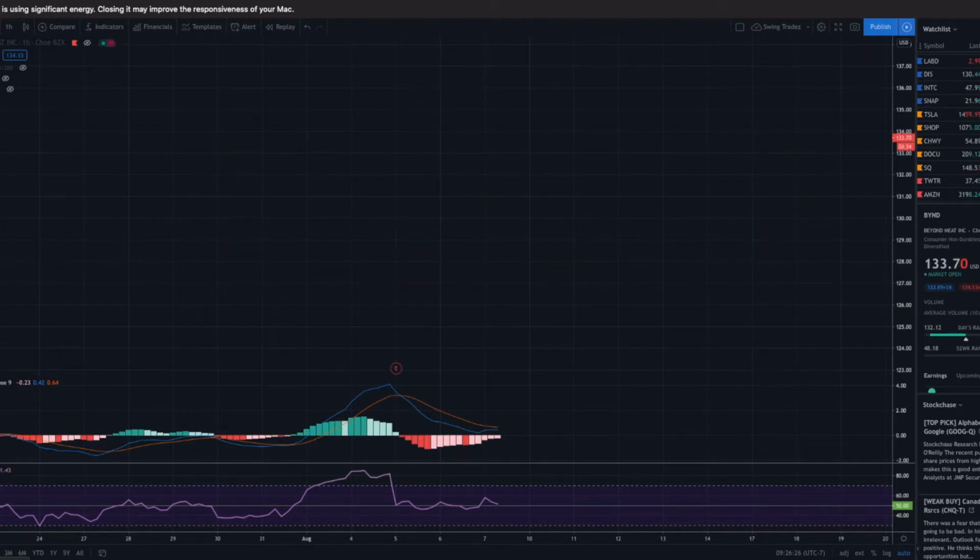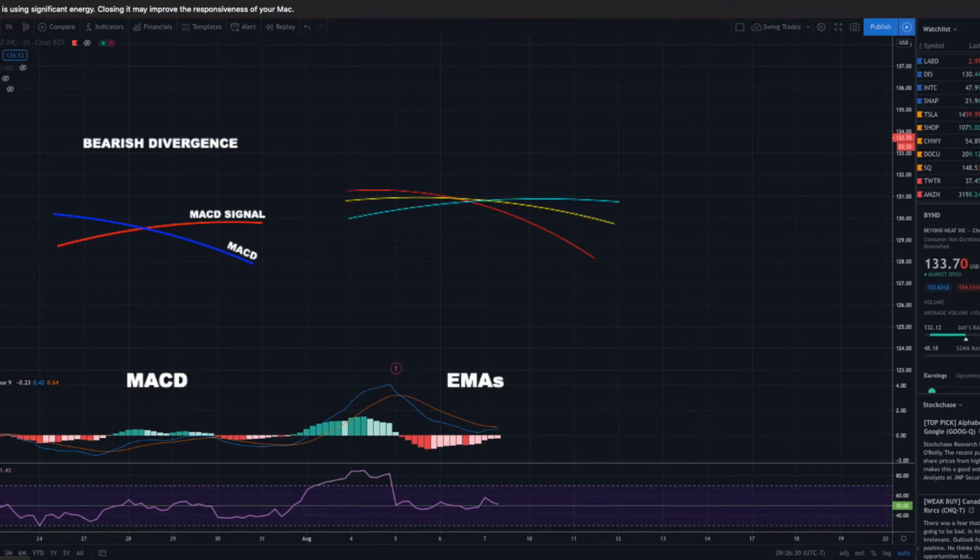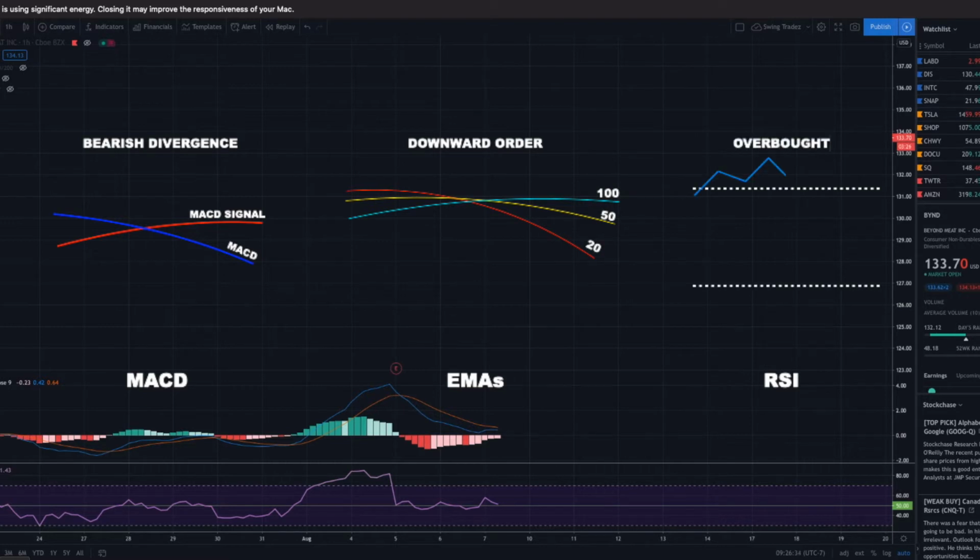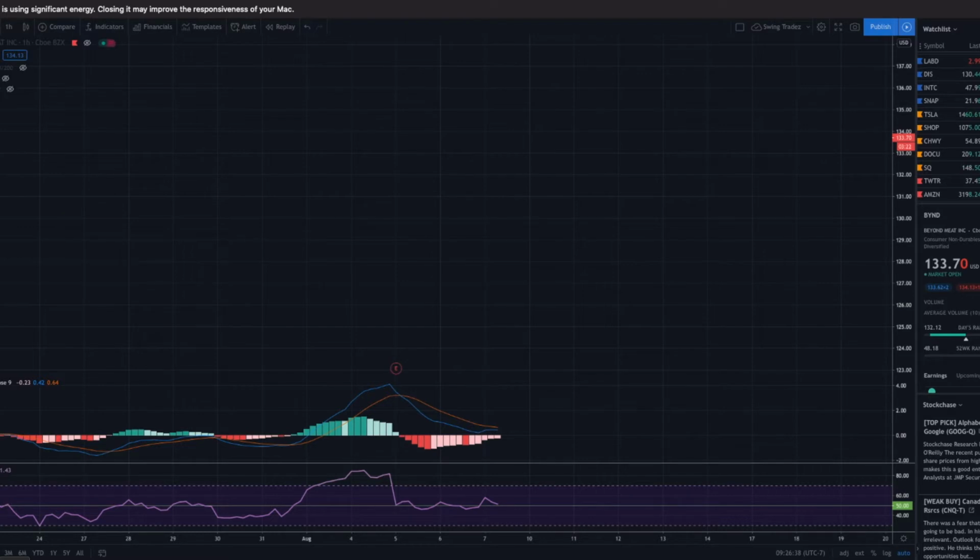But if we zoom out to the 3-hour time chart, we see the MACD is in a bearish divergence. We see the EMA lines are in a tangled, mismatched order. And we see that the RSI has been overbought for some time. This presents a risk even in the short term.